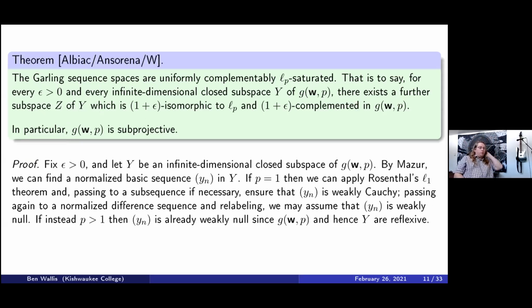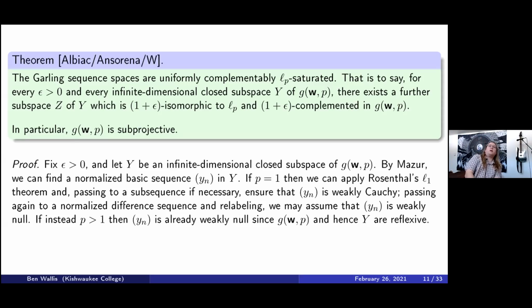Okay, so what's an example of something that we can do with the LP subsequence theorem? The most obvious example is to show that the Garling sequence spaces are uniformly complementably LP saturated. Well, what does that mean? It's kind of like the homogeneity. I'll just read the slide here. It says for every epsilon and for every infinite dimensional closed subspace of the Garling sequence space, you can dip into that subspace, find a further subspace, which is almost isometric to LP and almost one complemented in the parent space, GWP. So that's what that means.